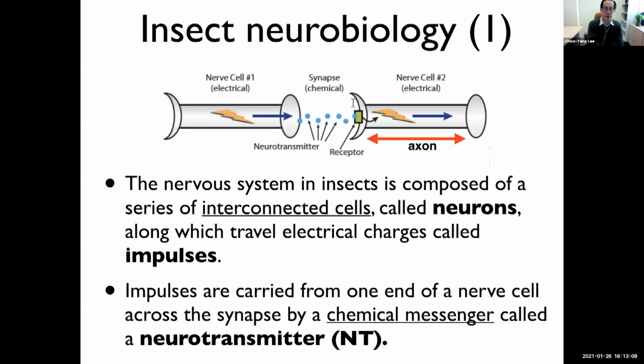These are known as neurons, of which the electrical charges, known as an impulse, would travel across the neuron. So impulses, of course, are carried from one end of the nerve cell across through the synapse to the next one by a chemical messenger known as neurotransmitter.